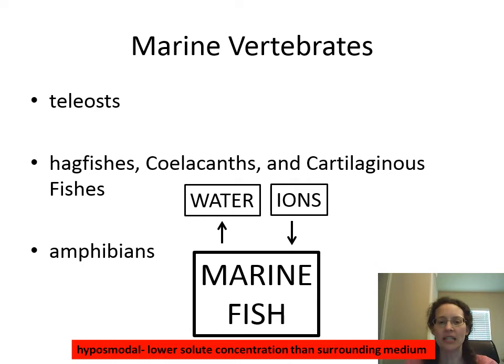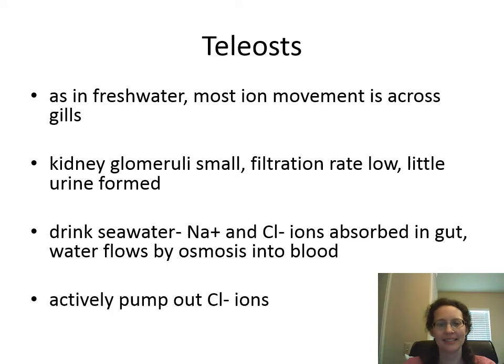So you can see it here again in that cartoon with the fish. Here, the marine fish, those excess ions want to get in, and the fish's water wants to get out, and the fish has to fight against these gradients. So with teleosts, this is similar to what we saw in the freshwater environments. These are the bony fishes, so most of that ion movement is across those gills. In this case, the glomeruli are small and the filtration is low, and we're not producing very much urine at all because we're not drinking the water.